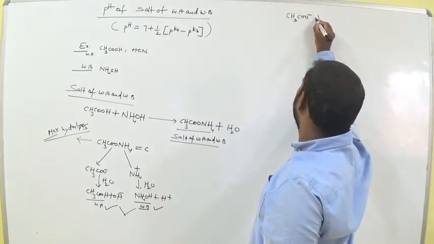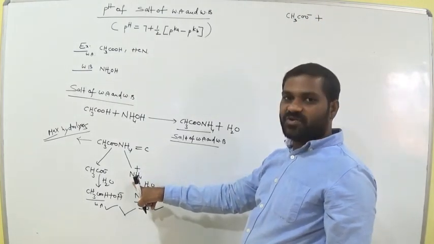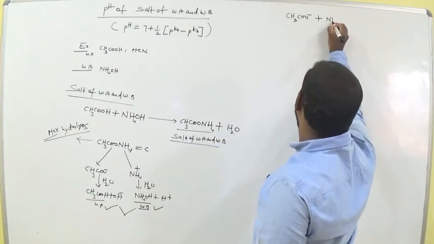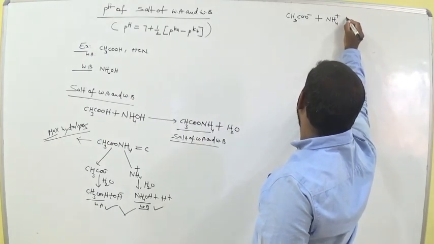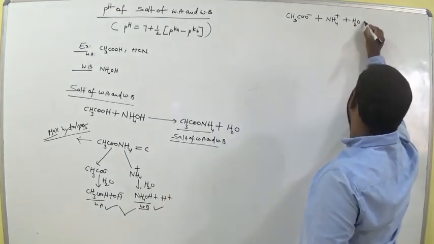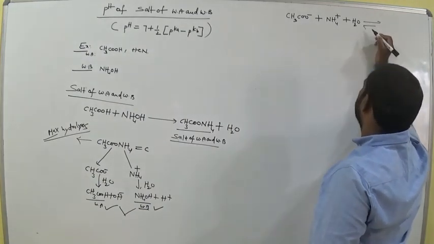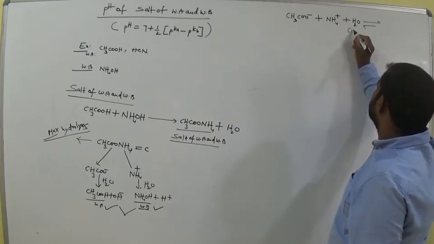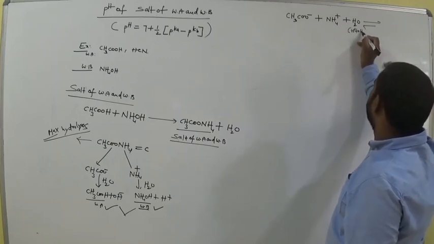CH3COO minus, and one more thing we have. This NH4 plus also undergoes hydrolysis or not? Undergoes. Now that is NH4 plus. Now both interact with water, am I right? Both interact with water. Now what does it give here? Here, what are the ions present in water? H plus and OH minus.